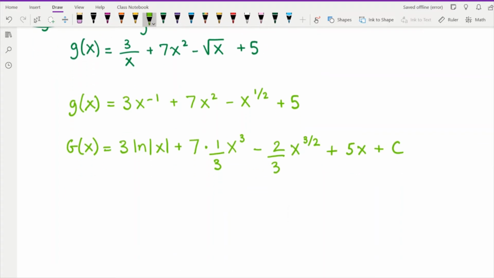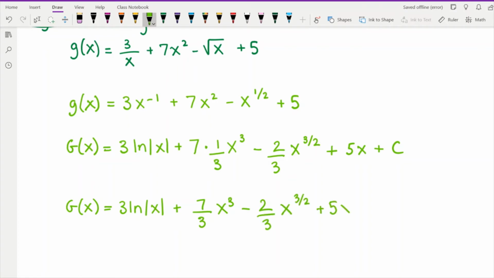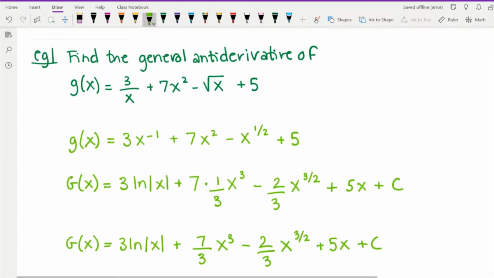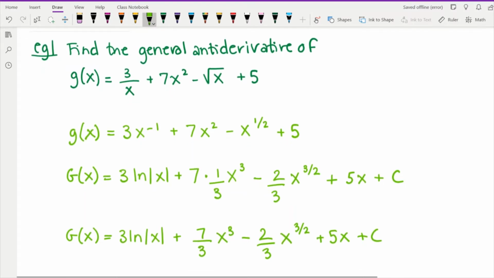So let's clean this up a little bit. This would be g of x is equal to 3 times ln of absolute value of x plus 7/3 times x cubed minus 2/3 times x to the 3/2 plus 5x plus c. And I would encourage you to check your answer by finding the derivative of this. If you find the derivative of this, you should find that you get back to your original function g of x.